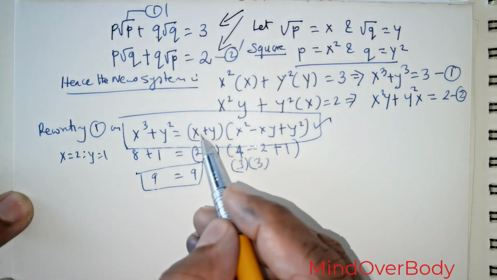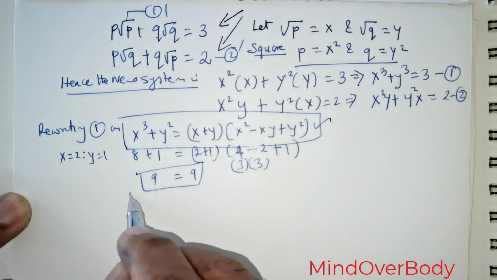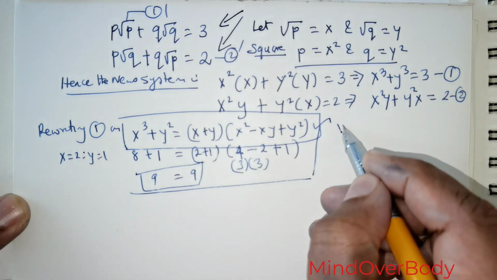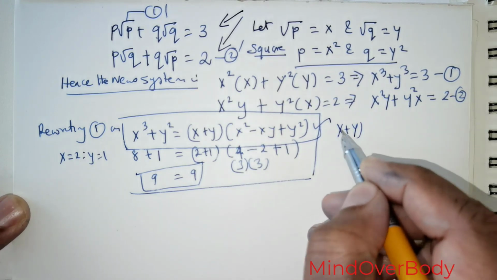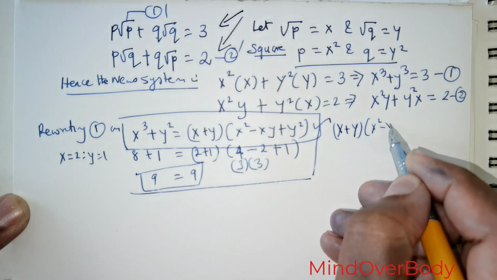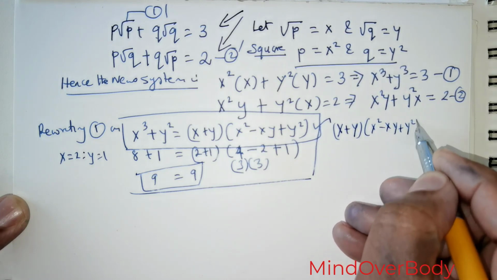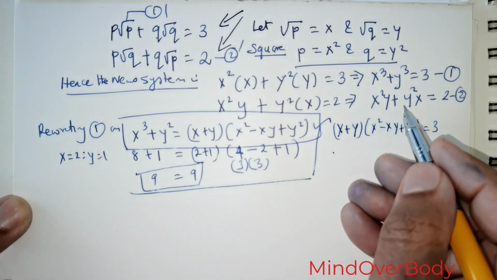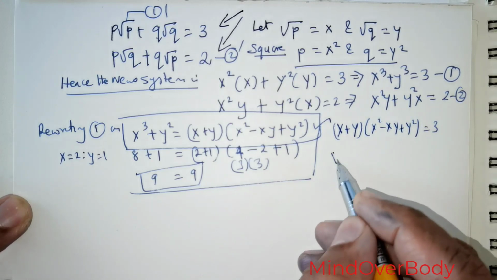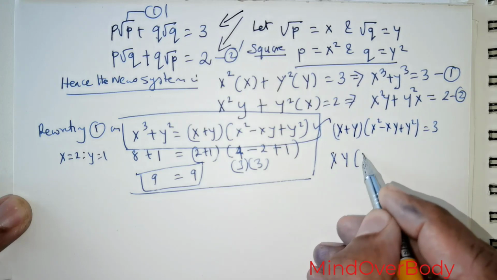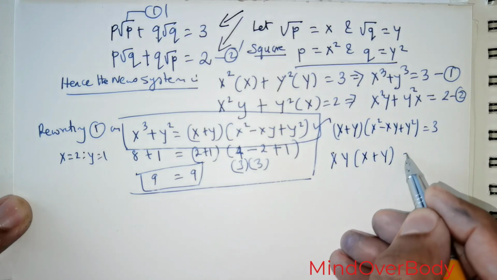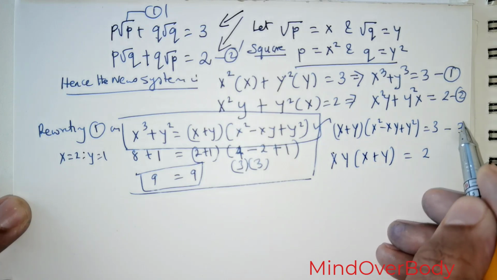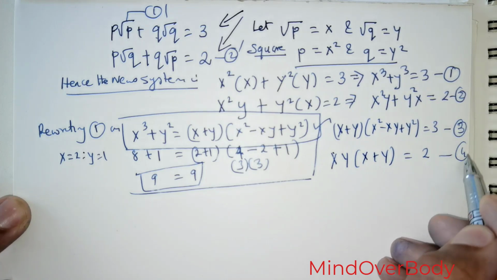So I'm going to take this expression and substitute it here. That's exactly what I'm going to do. This is going to be x plus y times x squared minus x times y plus y squared is equal to 3, and x squared y plus y squared x. What I can do is take xy out, so this is going to be xy times x plus y is equal to 2. This is my equation 3 and this is my equation 4.